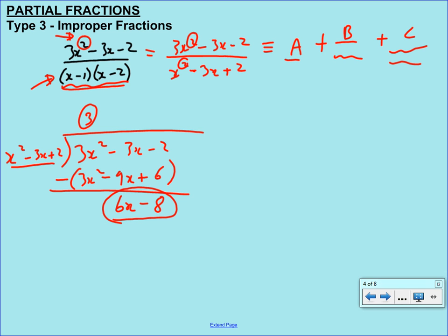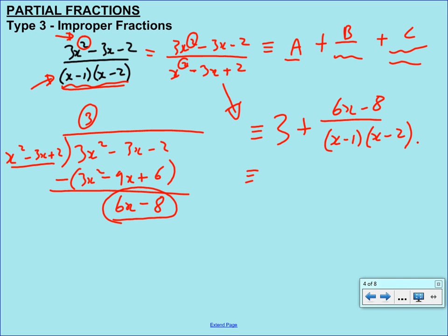So I can say now that this thing is equal to, well, a must be 3, plus 6x minus 8 over my original x minus 1, x minus 2, which would give me 3 plus, let's call that b then, over x minus 1 plus c over x minus 2.